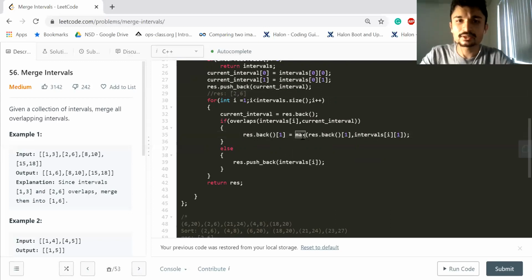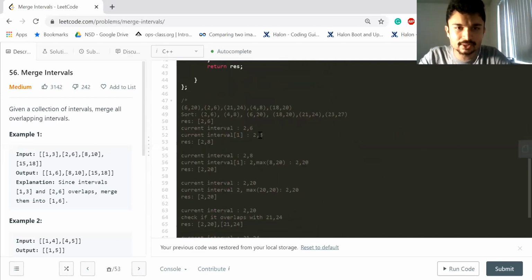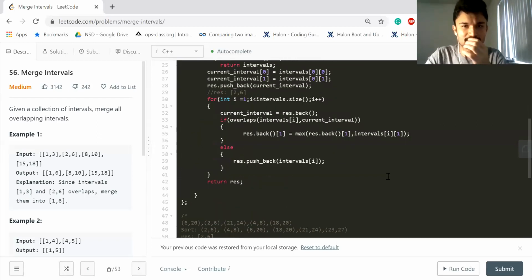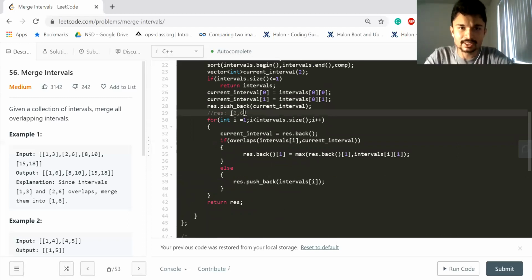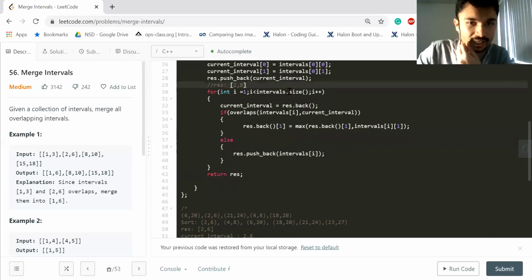So result.back, I'm referencing 2,6. I'm saying the end value, which is 6, should be the maximum of the current end value, which is 6, or the end value of the interval I am on, that is 4,8. So it's just doing max of 6,8, and this gets changed to 8 because I am directly referencing that particular point. So that becomes 2,8. Again, i now becomes equal to 2.